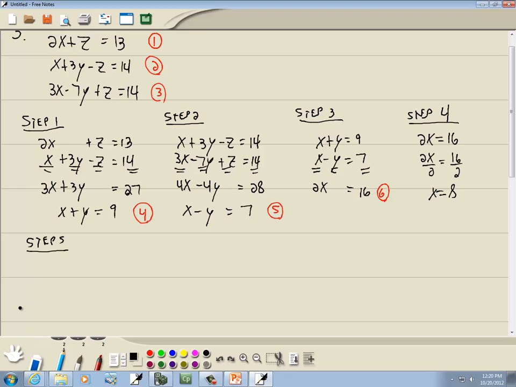Step 5 was to plug this x value that we just found into either equation. See how both equation 4 and 5 have x's and y's? Plug it into either one and solve for y. I'll pick the first one, equation 4. So we got x plus y is equal to 9. And back here in step 4, we found our first part of our answer. x is equal to 8. So we'll put 8 in for x. So we got 8 plus y equals 9. Take the 8 over, we got 9 minus 8, or y is equal to 1.